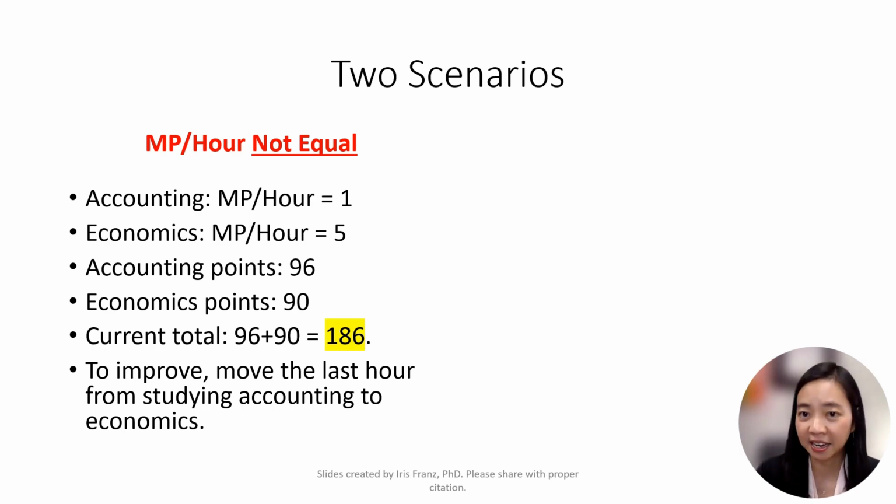Total points is 96 plus 90 points, which is 186 points. Then I would advise you that since the marginal point per studying hour is not equal, you have not maximized your total points yet. To improve, you will need to shift your last studying hour from accounting to economics, because economics gives you a higher marginal point per studying hour.